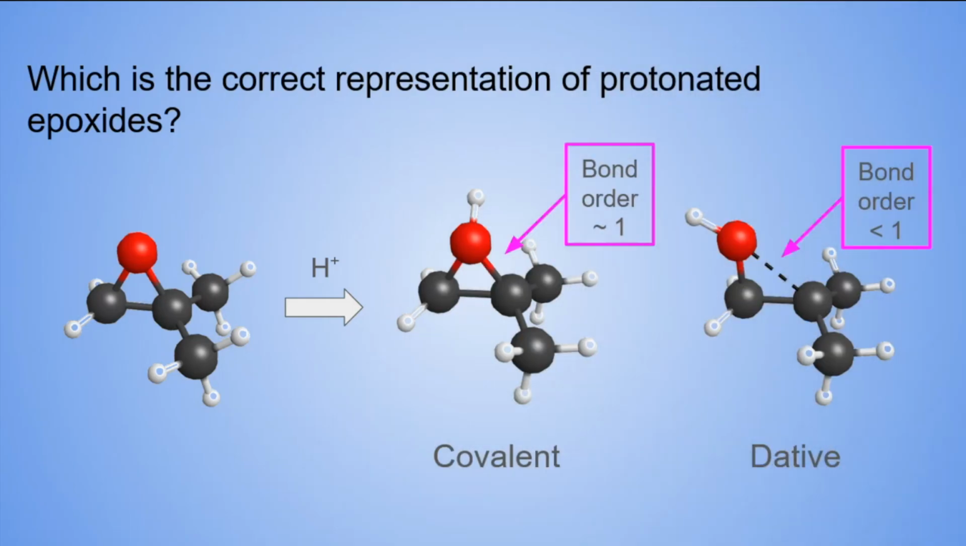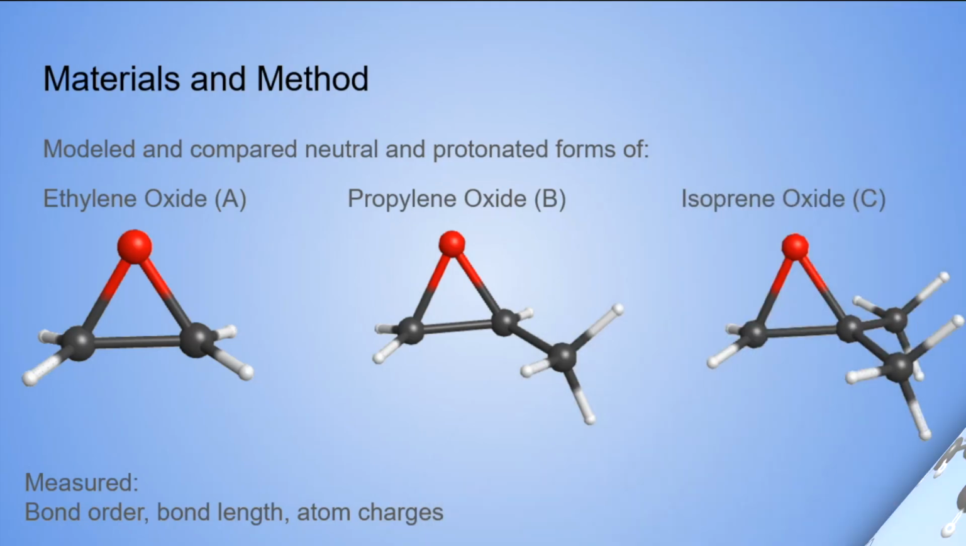Okay. During epoxide protonation, we have two potential forms. We have our covalent form, where each bond is formed covalently. We would think that the bond order would be around 1. And then you have your dative structure, which has partial bonds because the bond order would be less than 1. So for the materials and methods, I modeled and compared the neutral and the protonated forms of ethylene oxide, propylene oxide, and isoprene oxide. And we measured the bond order, the bond length, and the atom charges.